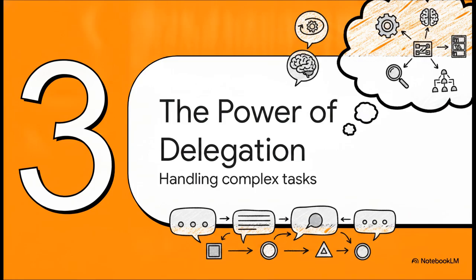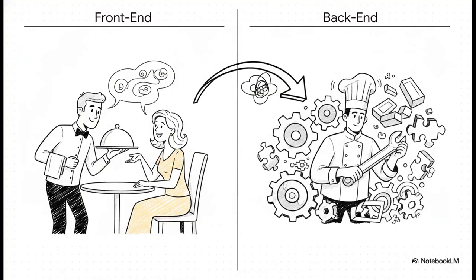Section 3. The Power of Delegation. Let's move on and see how this builds using a restaurant analogy, because this is how the system keeps from freezing up when things get complicated.